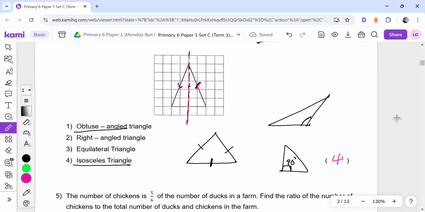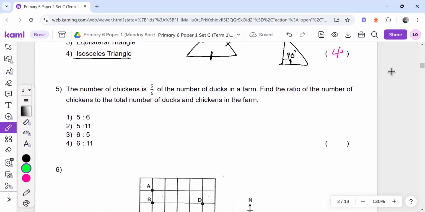Equilateral triangle also can cut into half also. Yeah, but isosceles triangle has only two sides equal. So if you look at this triangle, only two sides equal. This side is shorter. You can actually use your eyes to observe that the green color line is shorter than the pink color lines. So cannot be equilateral triangle. Number 5.